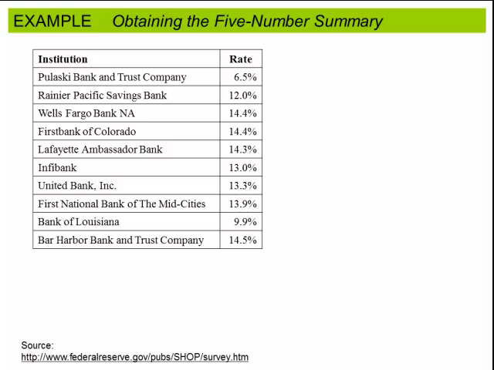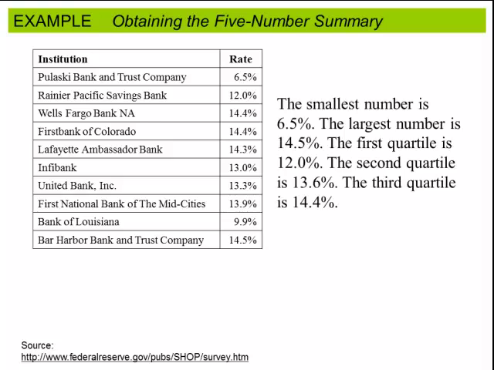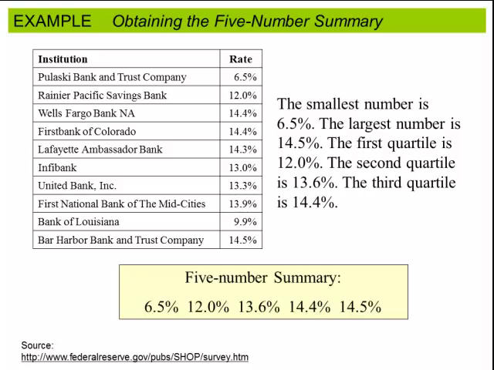Here we have our raw data, and if we were to take this raw data and put it into StatCrunch, we would see that the smallest number is 6.5%. The largest is 14.5%. The first quartile is 12%. Second quartile is 13.6%, and the third quartile is 14.4%. Thus, the 5-number summary is written this way: 6.5%, 12%, 13.6%, 14.4%, and 14.5%.